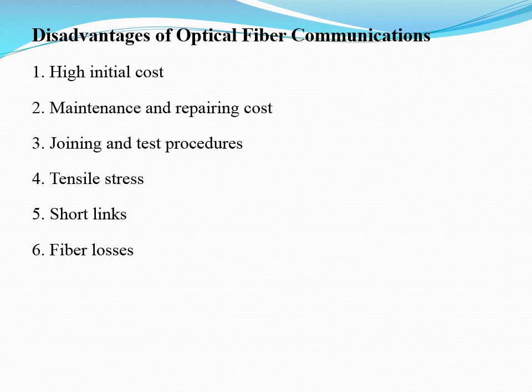Then joining and test procedures. When I consider the process of joining, whenever we want to join the optical fibers, it is very difficult to join them due to their size, because we already know that the diameter of the optical fiber is very less, even lesser than the diameter of a human hair. So it is very difficult to join two human hairs. In a similar way, it is very difficult to join two optical fibers. So that is one of the disadvantages of the fiber.